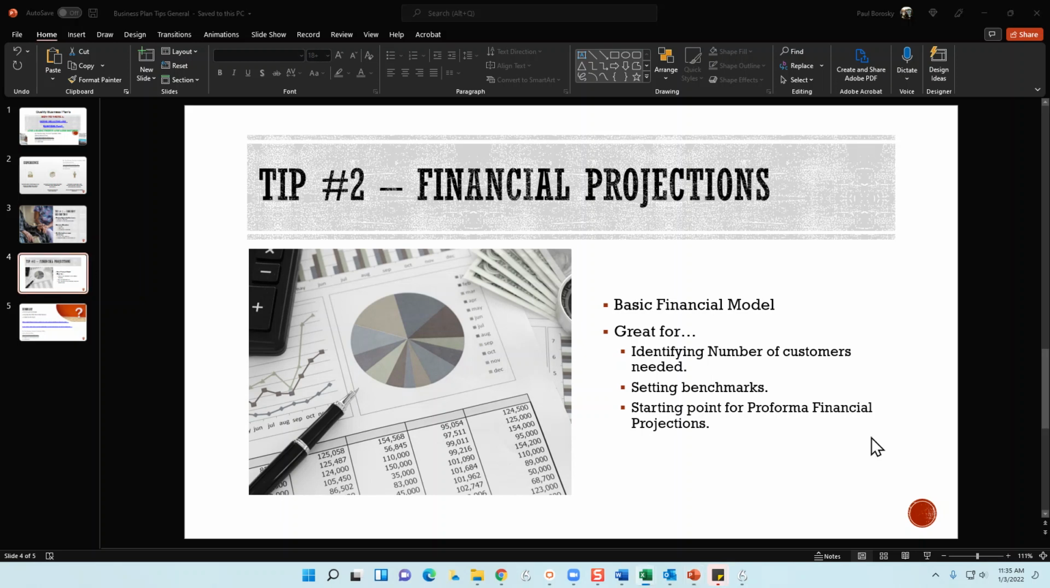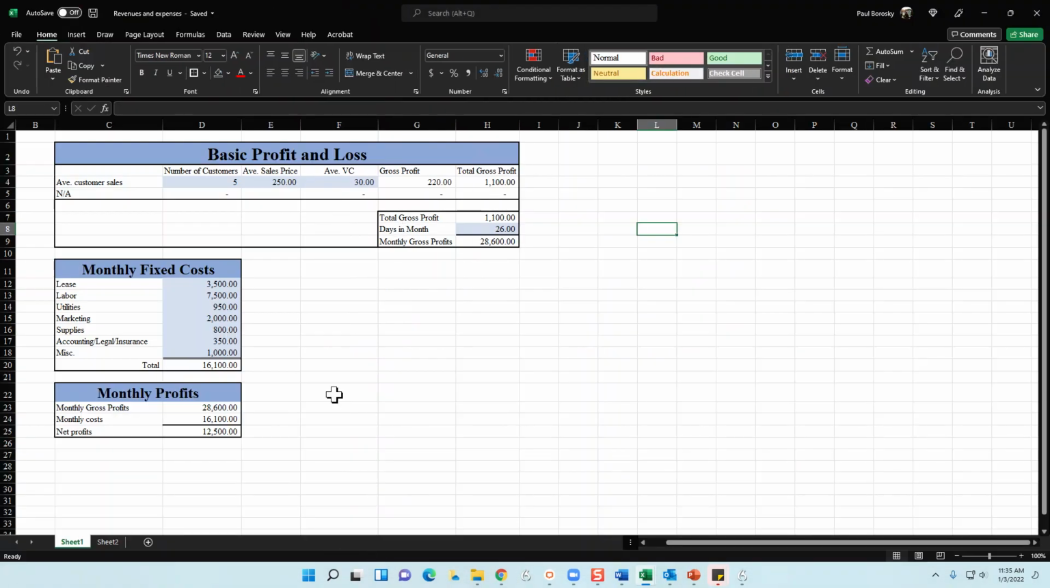So, with that said, here's a handy dandy little financial model that I concocted, that I've also customized for home healthcare. The way this works is broken into 3 sections: basic profit and loss, monthly costs, and then monthly profits. For the first section, what we need to do is identify how many customers on average you think you're going to be able to service a day. I'm saying for this particular example, 5.